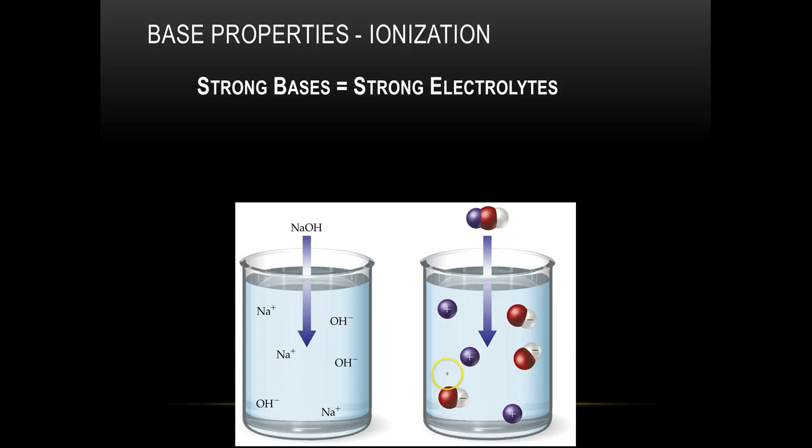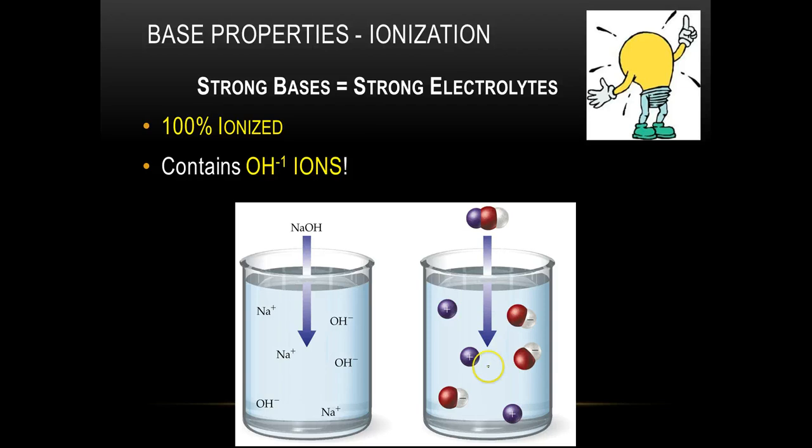Ionization: you have strong bases as well, just like we had strong acids, and they are 100% ionized. That's why they're strong electrolytes. One of the simplest definitions of a strong base is that when you look at the formula, it has hydroxide ions. This isn't always true, but for now, that's what we are going to go with. So you're going to look for the hydroxide ion.